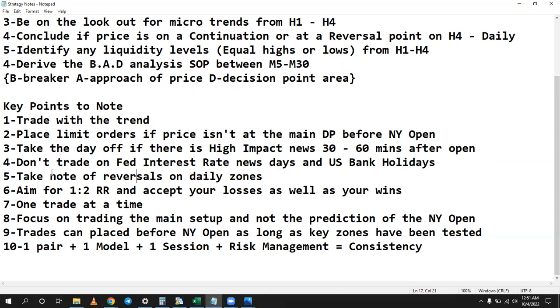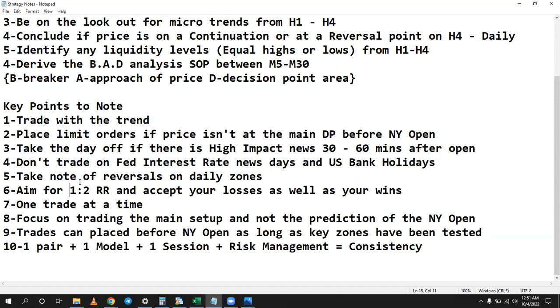Point number 5, I think this one I explained it, take note of reversal points. Then point number 6, aim for at least a 1 to 2 risk to reward. Because you can also aim for 1 to 3, 1 to 4, but 1 to 2 can be consistently achieved. That is why I stick to 1 to 2.